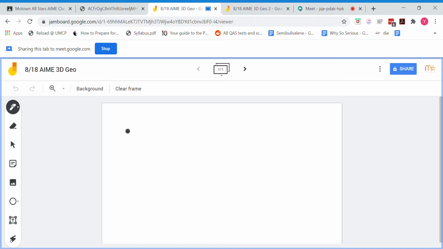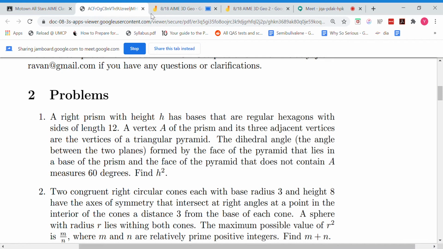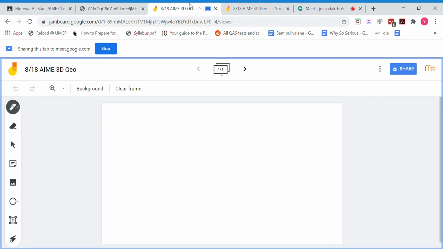So the way it's described, we have a right prism with regular hexagons for bases. So that looks something like this. Right, we have a regular hexagon, and then a regular hexagon on the bottom. And it's a good idea to draw edges that are there, but you can't see them, as dashed lines, to help maintain perspective. Alright, so we have this.